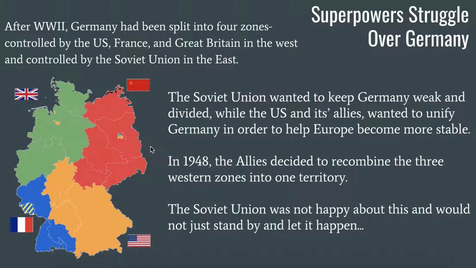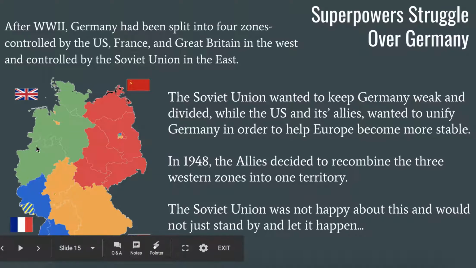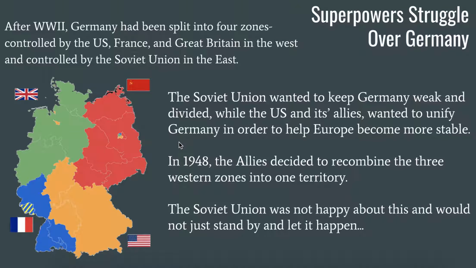In 1948, the Allies, Great Britain, France, and the US, decided that they would recombine their 3 western zones into one territory. So these 3 areas were combined in 1948 and became one territory, while the Soviet Union was still controlling East Germany. The Soviet Union was not happy about this and was not going to simply stand by and let it happen, so the Soviet Union decides to retaliate.